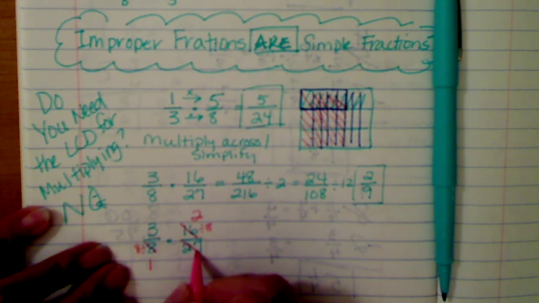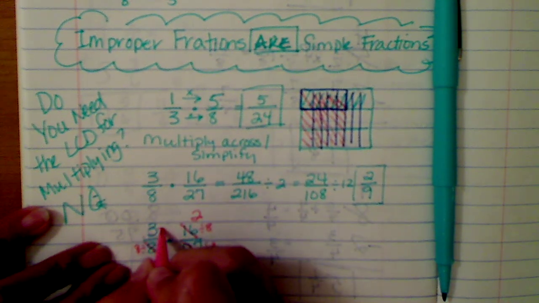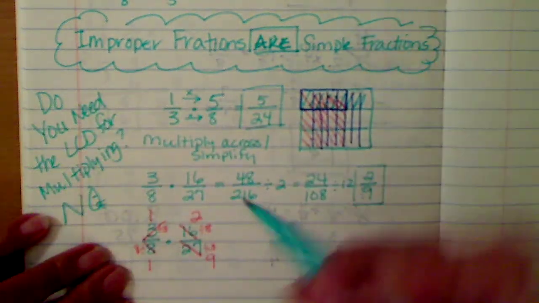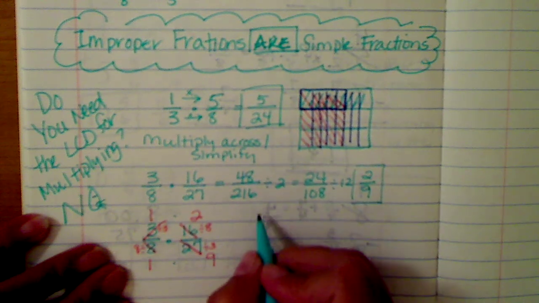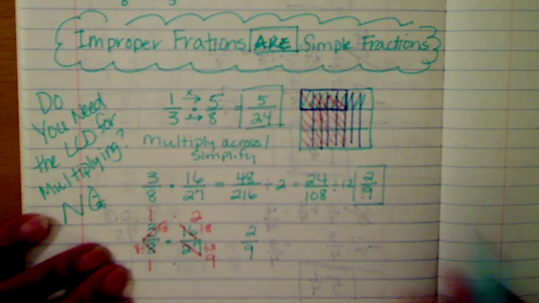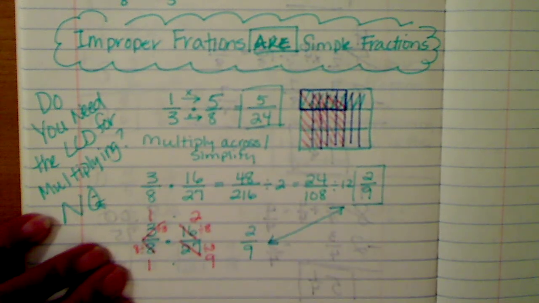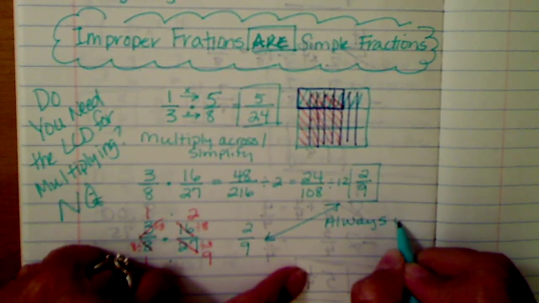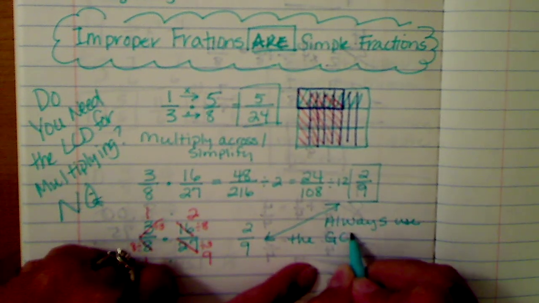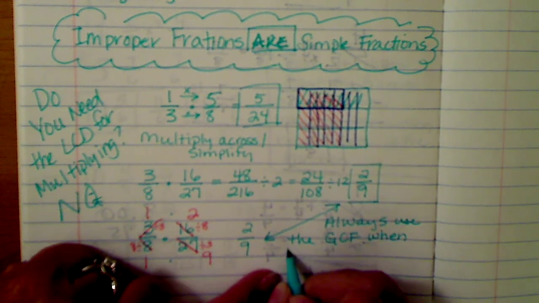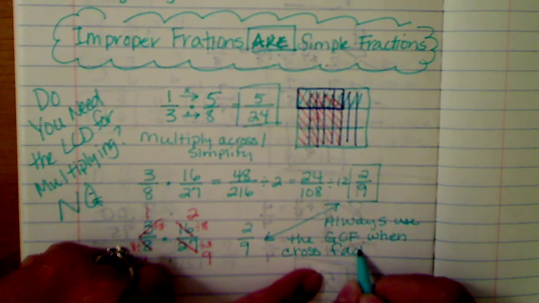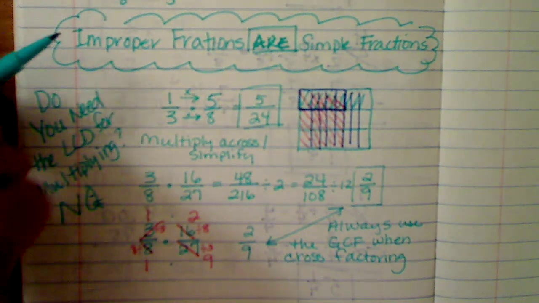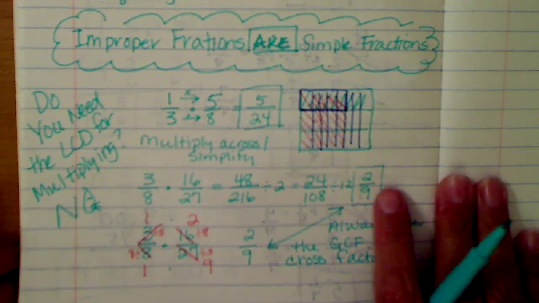I can do the same thing on this side. 27, I can divide by 3 and I can divide by 3. This becomes 1 and this becomes 9. Now when I multiply 1 times 2 and 1 times 9, I end up with 2/9. The same answer I got up here. Always use the GCF, or the greatest common factor, when cross factoring. Cross factoring just makes the work easier and a lot faster when you have big numbers and you're multiplying.